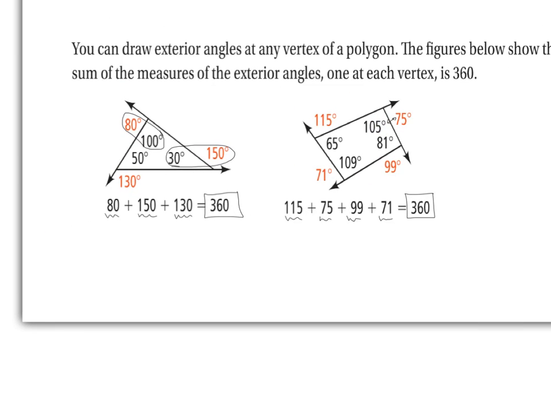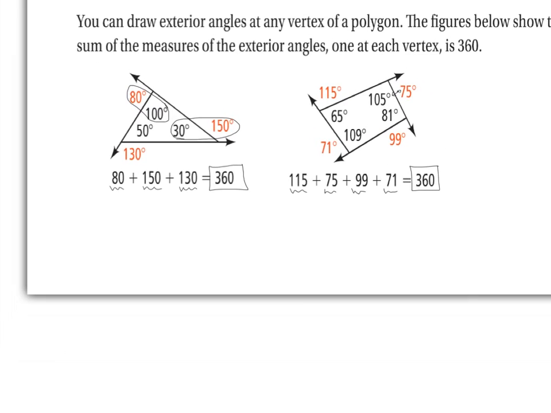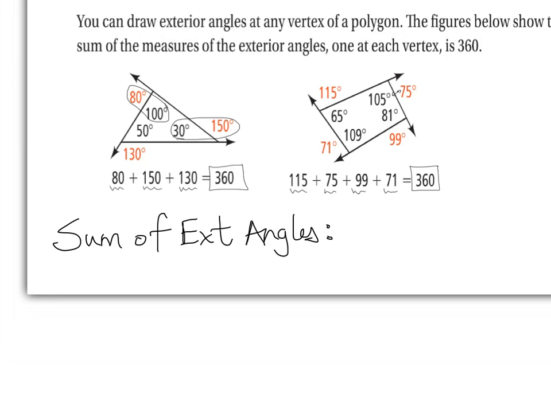The sum of the exterior angles is going to be equal to 360 degrees all the time. It doesn't matter how many sides you have. So the sum of the exterior angles of any figure, any polygon, is going to be 360 degrees.